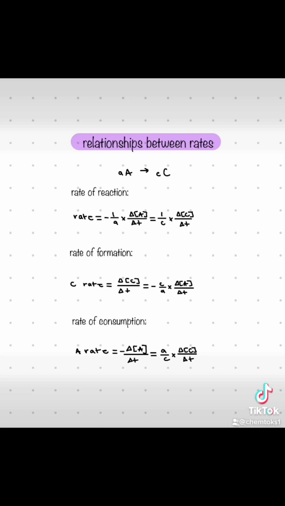Just for clarification, the lowercase c and a are coefficients. With the rate of consumption, the rate of A is equal to the negative change in concentration of A divided by the change in time, as well as it's equal to a over c times the change in concentration of C divided by the change in time. So once you get familiar with these relationships, you can plug in the things you know to figure out the things you don't know in these equations.